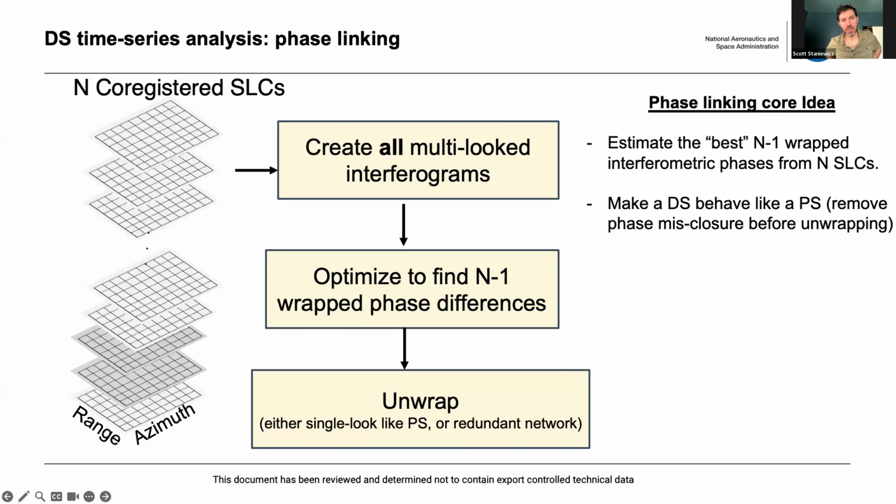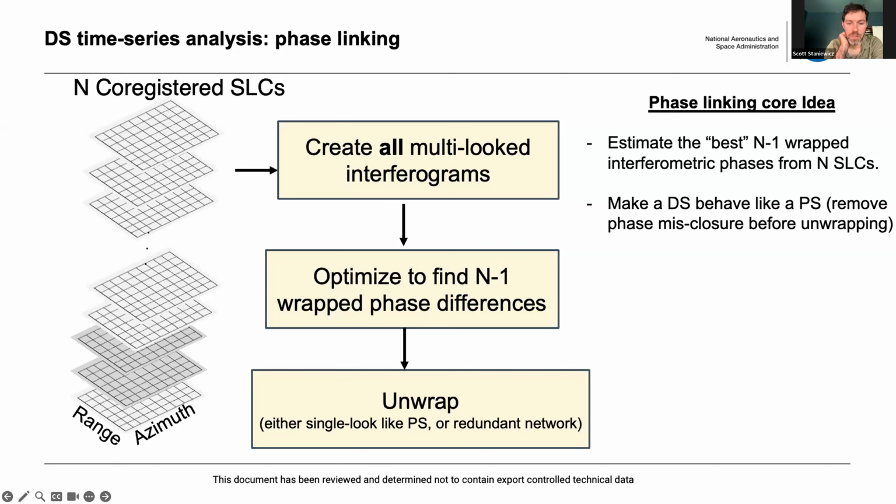About 10 years after SBAS, people came up with the idea of phase linking. So this is another one that can sound very complicated, but the core idea is pretty simple. When you start with your stack of n SLCs, rather than forming some network of smaller ones, you form all possible interferograms. And then you do an optimization on the wrapped phase before you do any kind of unwrapping to end up with a wrapped time series. So you'll end up with n-1 phase differences before doing any unwrapping.